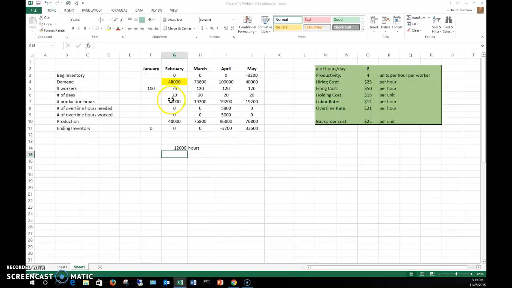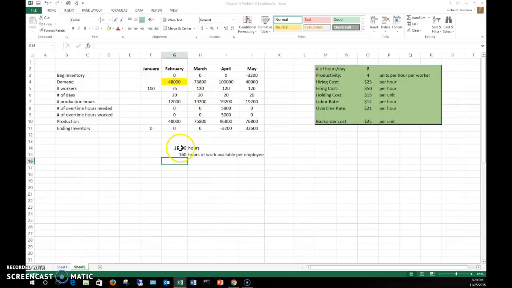Now we also know that our employees in February work 20 days, and we know that each employee works a total of 8 hours per day. So we have 20 days times 8 hours. We have 160 hours of work available per employee. And if you remember from the book and the problem, we are only building the demand we need, no extra, no less, in the months of February and March, and we're going to vary the number of workers we need to accomplish that.